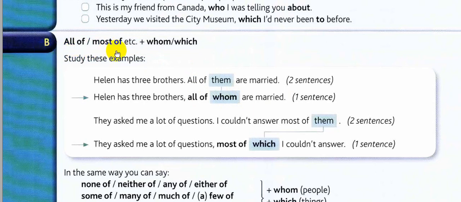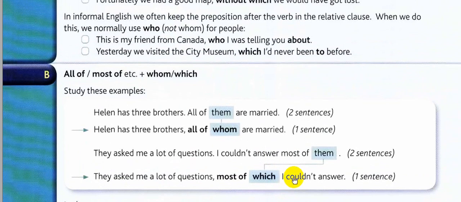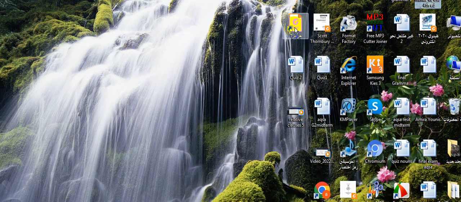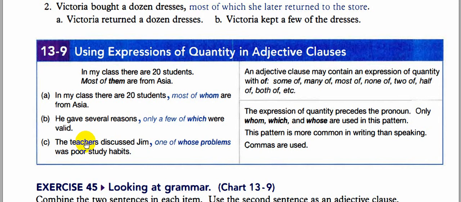All of, most of, which are expressions of quantity plus a relative pronoun. This section explains that it's okay to use whom and which. I want you to know that it's also okay to use whose. Check this example with me. The teachers discussed Jem, one of whose problems was poor study habits.